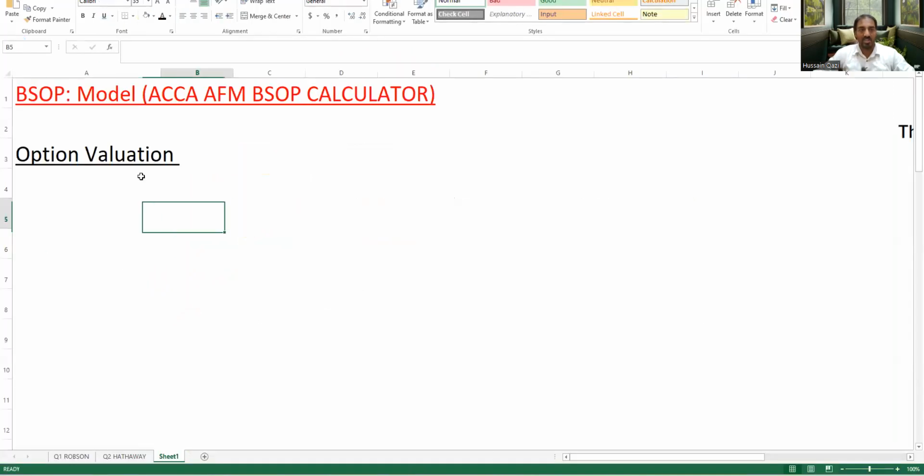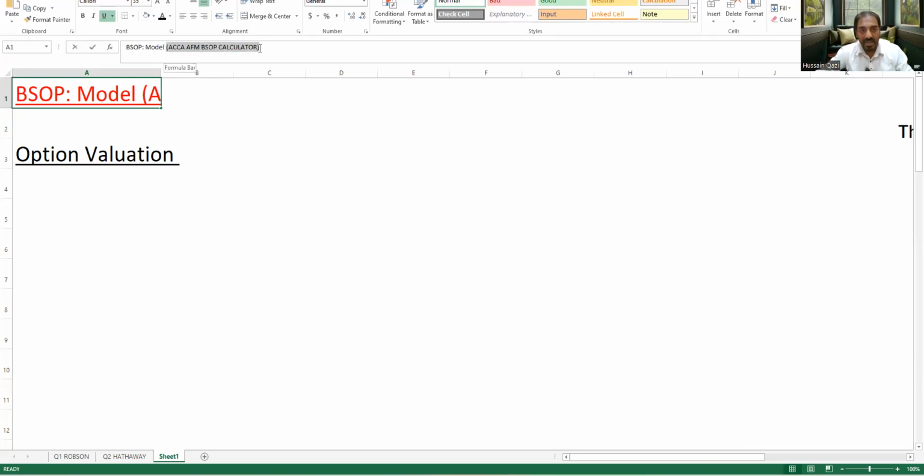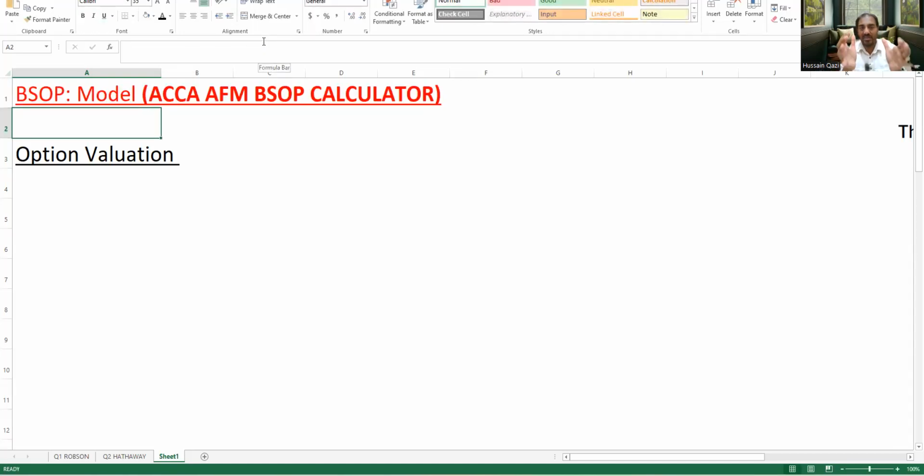Today's agenda is a very, very important one. It is about the BSOP model, and in brackets it's mentioned AFM. BSOP, the ACCA AFM BSOP Calculator. Candidates, this is a very, very important thing.